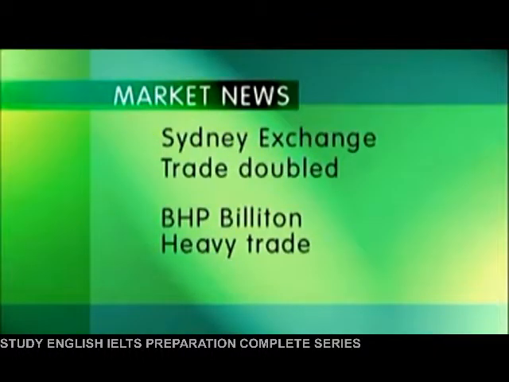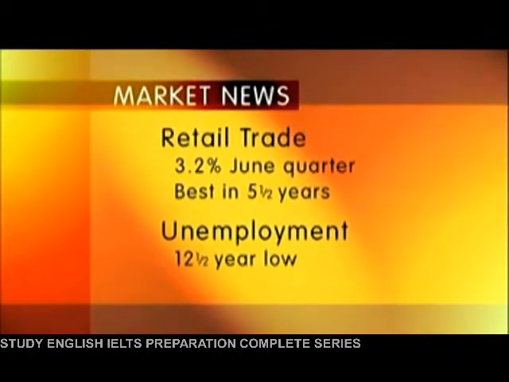The Sydney stock market doubled its trading yesterday, with BHP Billiton trading heavily. The latest retail figures showed that turnover grew by 3.2% in the June quarter, the fastest quarterly growth rate for 5.5 years. At the same time, unemployment fell to its lowest level in 12.5 years.